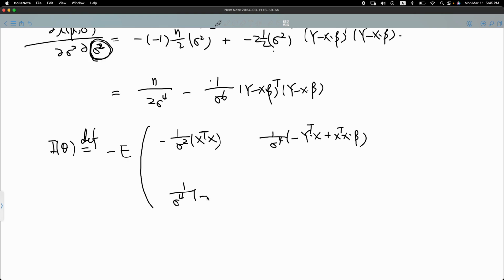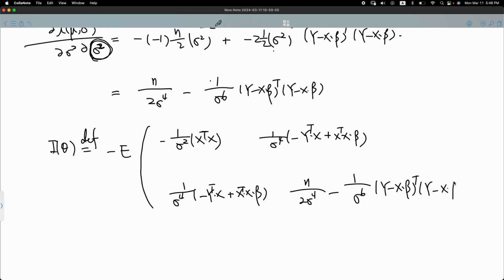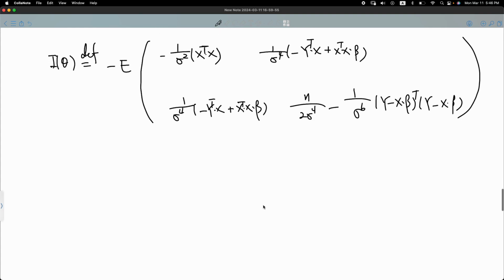Let me know if you think there's any typo, because I'm always doing it from scratch. But so far, is there any typo or issue regarding the calculation? And n over 2 that minus 1 over sigma raised to the power of 6 y minus x beta. Okay, I think that should be an intermediate result. Next, evaluate the expectation.